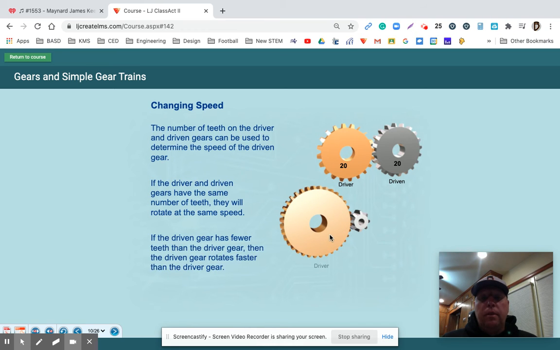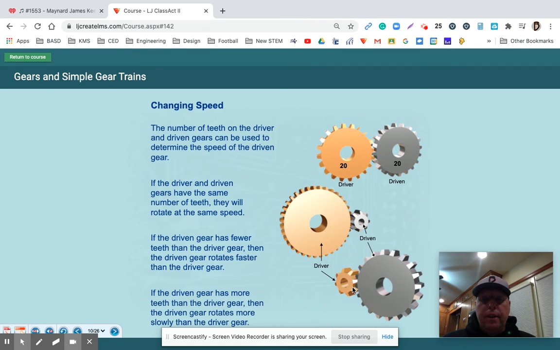In this example, obviously the driver is nearly 4 times the driven. It's got almost 4 times as many teeth on the driver versus the driven gear. If the driven gear has fewer teeth than the driver gear, the driven gear will rotate faster than the driver gear. So the faster I go, let's say 20 rotations per minute, and we'll talk about the math of it, it's going to go considerably faster versus the first example.